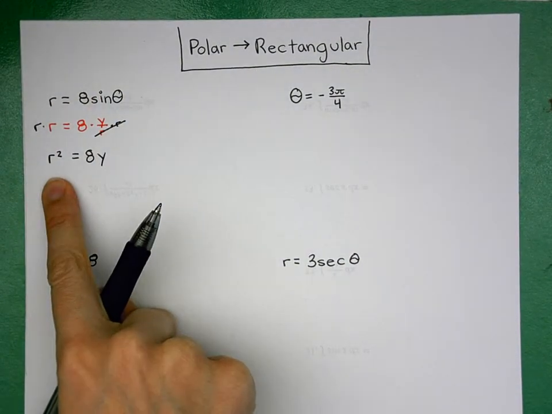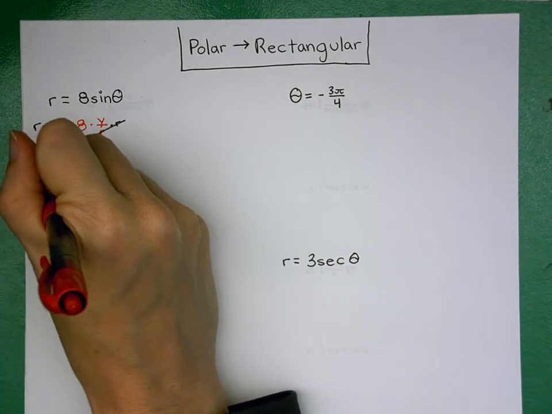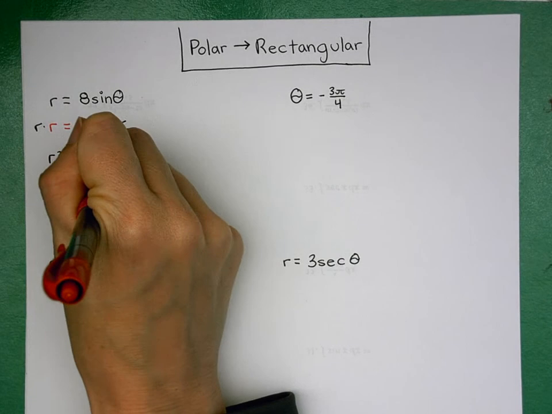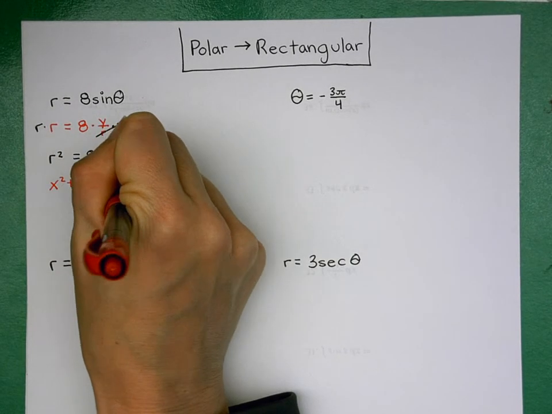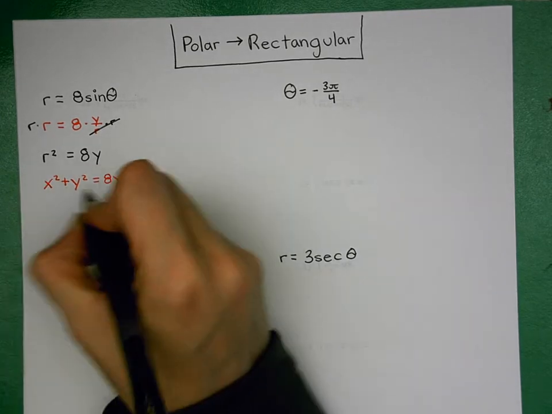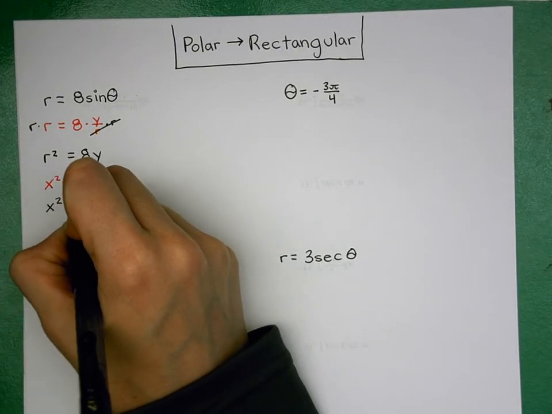And lo and behold, I've got an r squared, which means I can substitute in. I know what r squared is. r squared is the same thing as x squared plus y squared. Which brings me back to my last step. I am now going to manipulate this, solving for a form that I can graph. This particular one is going to be a circle. We have two squares, so we do need to complete the square on that y element. So let's go ahead and subtract the 8y over to the other side.